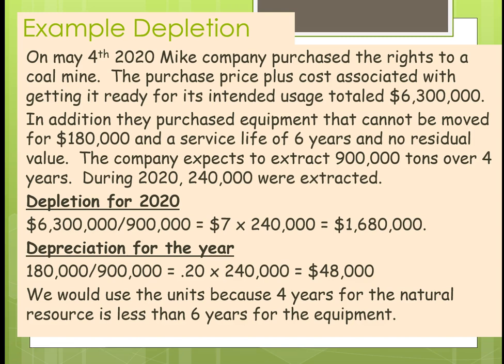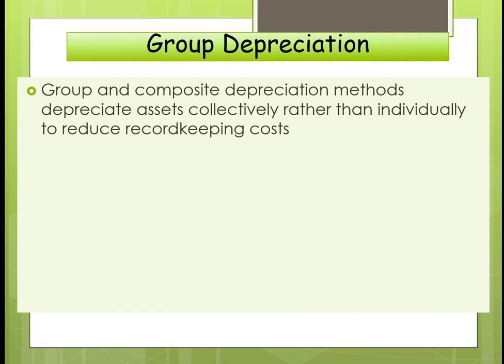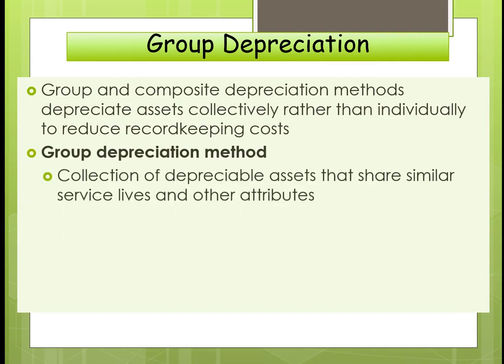Now, the last thing we're going to cover is group depreciation. Group and composite depreciation methods, this is when you just want to throw it all in one place and use one rate, which is a heck of a lot easier. So, group depreciation is if they share similar service lives and other attributes. Like all the computers, you could throw into one and say they average 5 years, and that would be fine. Even though some may cost 2, some may cost 20, you just put them all together.